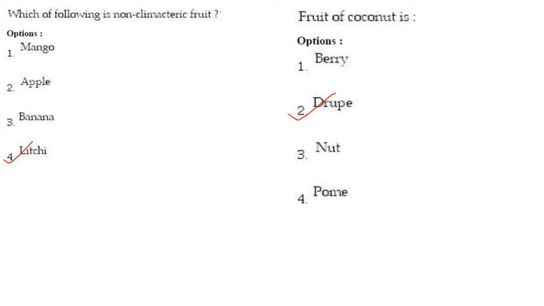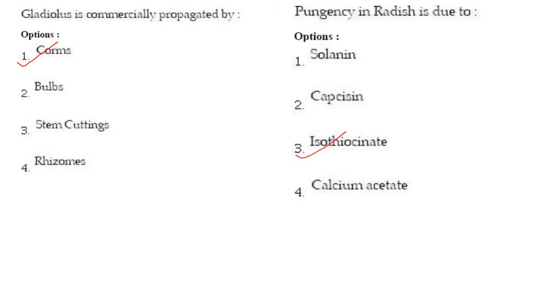Fruit of coconut is: option 1 berry, 2 drupe, 3 nut, 4 pome. Answer is option 2. Next one, gladiolus is commercially propagated by: option 1 corms, 2 bulbs, 3 stem cuttings, 4 rhizomes. Answer is option 1 corms.